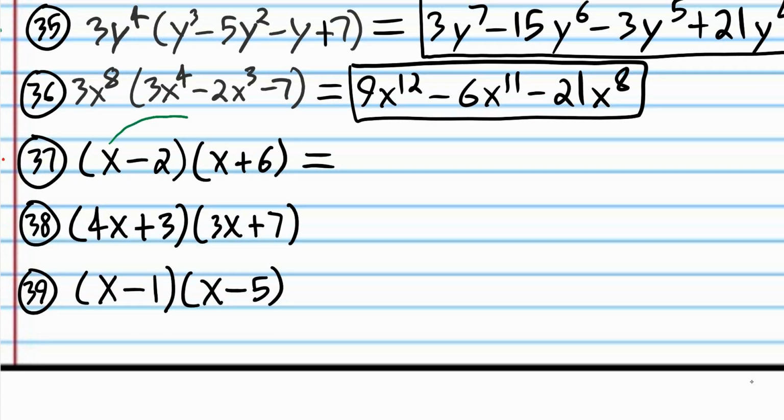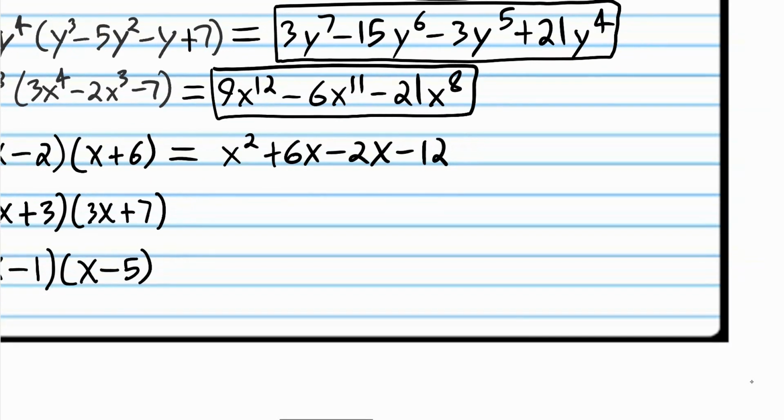So F is first terms, x times x is x squared, and outside, O stands for outside, x times 6 is 6x. Again, I know this is something you've already done a million times, but we're just reviewing this real quickly. Inside terms, -2 times x is -2x. And L stands for last terms. -2 times 6 is -12.